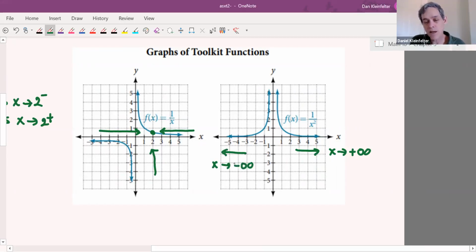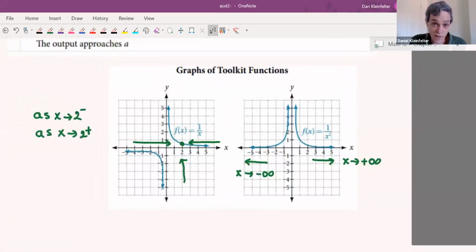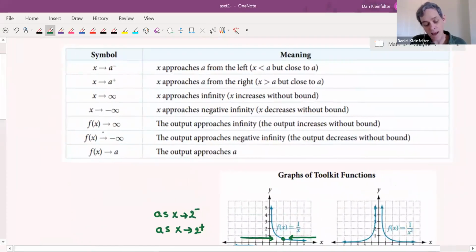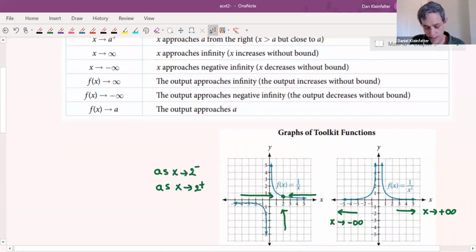So we could just say, okay, well, what are the values of x doing? And generally, we're interested in what is the function doing as x is doing something. So we can talk about what f is doing. F could be approaching positive infinity or negative infinity. That is, it increases without bound or decreases without bound. We discussed that when we did end behavior of polynomials, okay? F could approach a particular value. Okay, so the output could approach a certain number as x is approaching something.